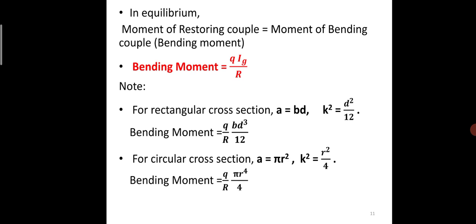For rectangular cross section, we have area is equal to breadth into thickness, and k square is equal to d square by 12. Then the bending moment is equal to Q by R into b d cube by 12, where d is the thickness of the beam. For circular cross section, area is equal to pi r square, where r is the radius of the circular cross section, and k square is equal to r square by 4. Therefore, bending moment is equal to Q by R into pi r to the power of 4 by 4.